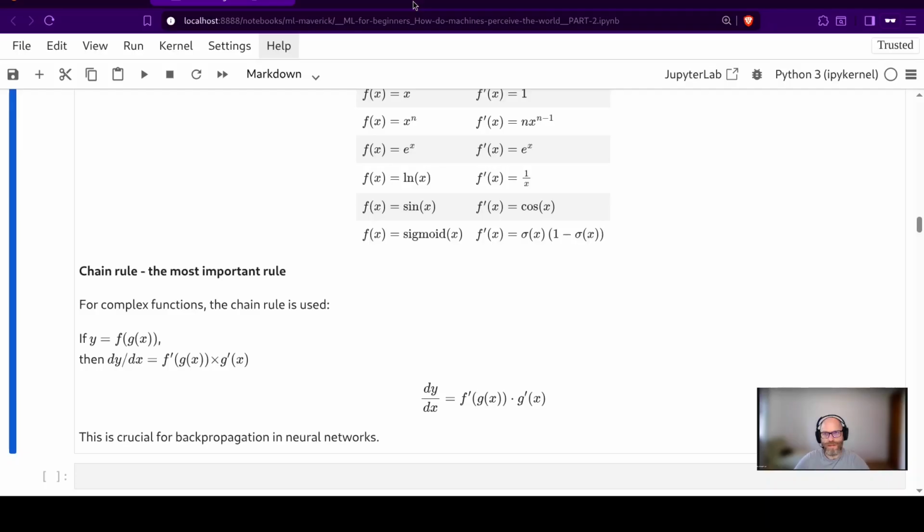Chain rule, the most important rule. For complex functions, the chain rule is used. If y equals f of g of x, then derivative of y divided by derivative of x equals f prime of g of x times g prime of x. This is crucial for backpropagation in neural networks.